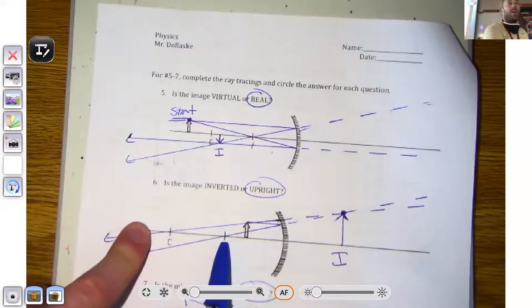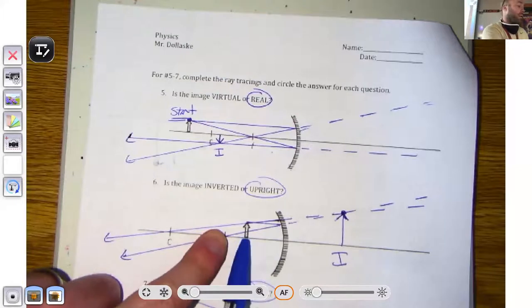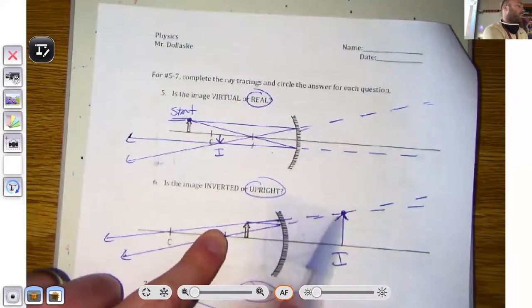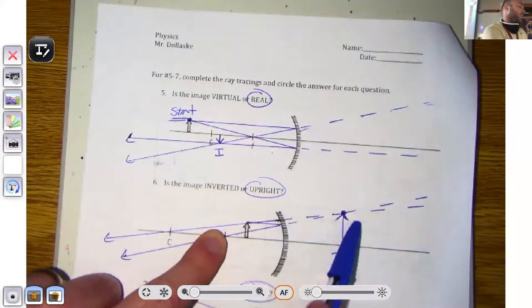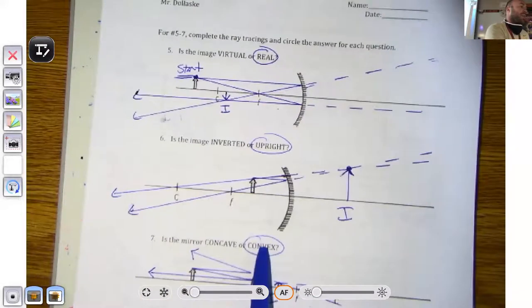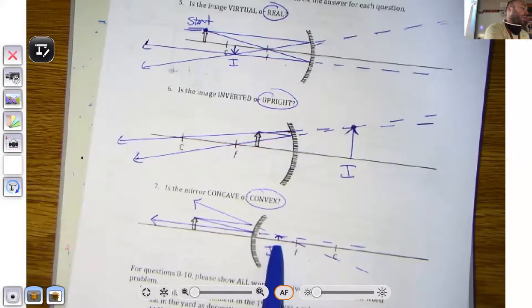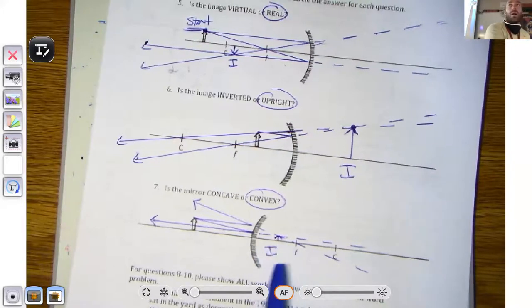For this one, you could have also just looked at the notes. If your object is ever inside of the focal point, this is when we get a virtual upright image. This is where our light rays should intersect. This one was a convex mirror. Convex mirrors always produce virtual images 100% of the time, no ifs, ands, or buts. And our image is always going to be between the mirror and our focal point.